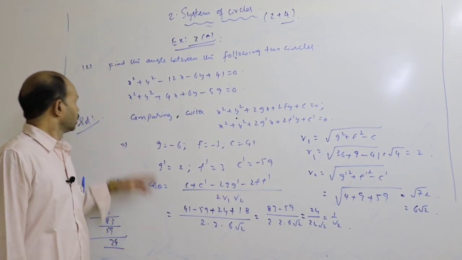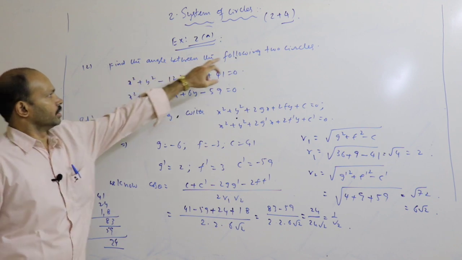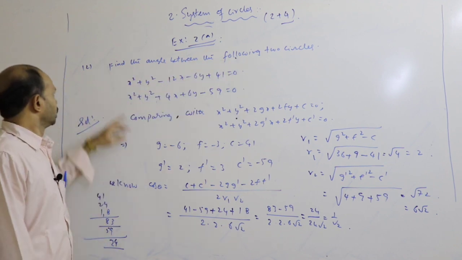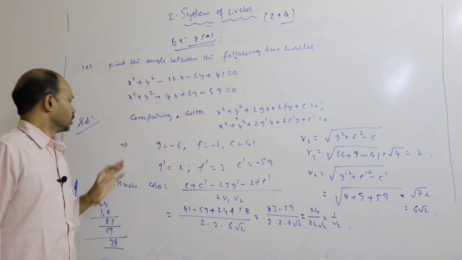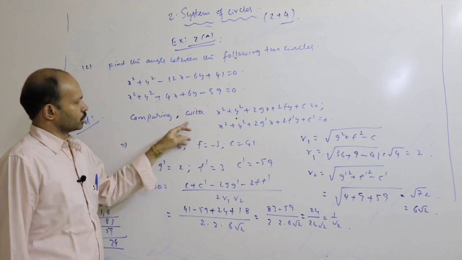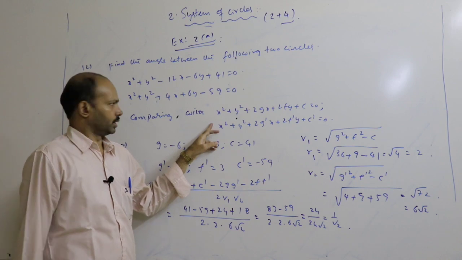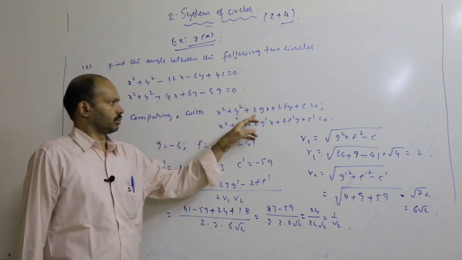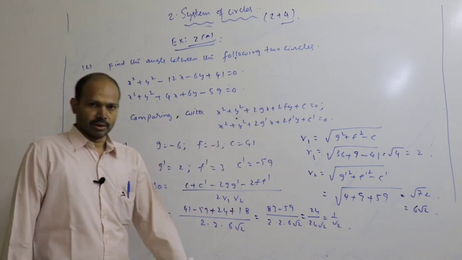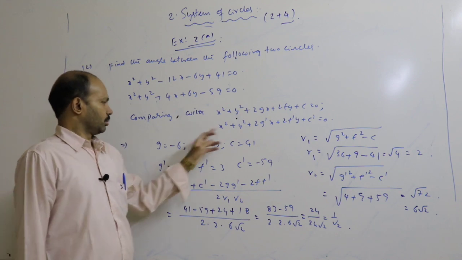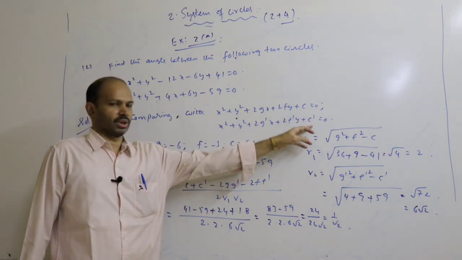So here, find the angle between the following two circles. This is the given circle 1 and circle 2. Comparing the given circles with the general circles. You know what the general circles are? x square plus y square plus 2gx plus 2fy plus c is equal to 0, and x square plus y square plus 2g dash x plus 2f dash y plus c dash is equal to 0.